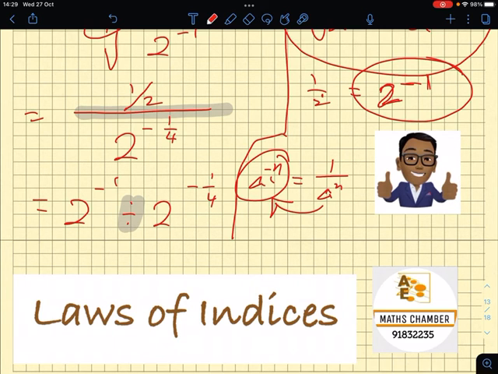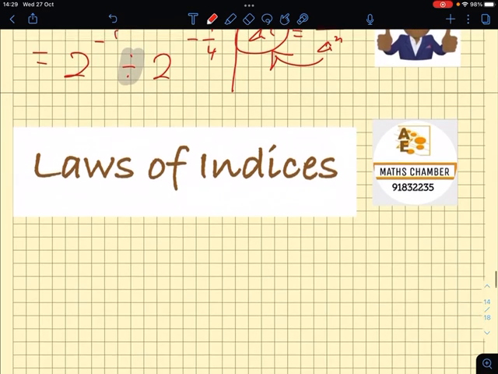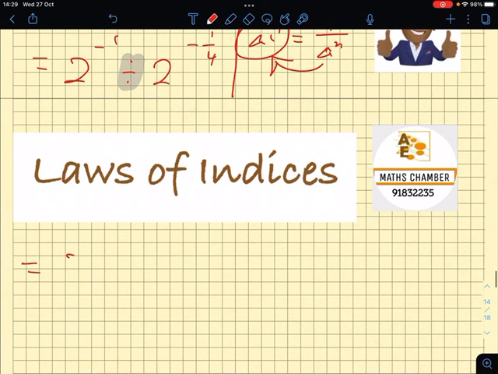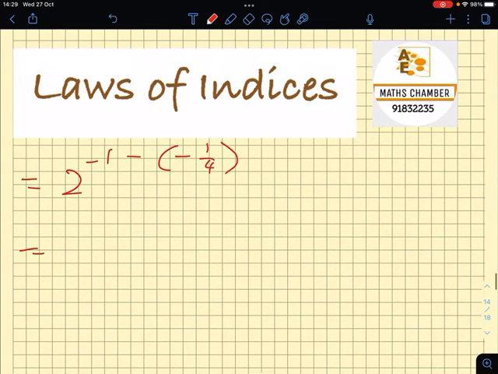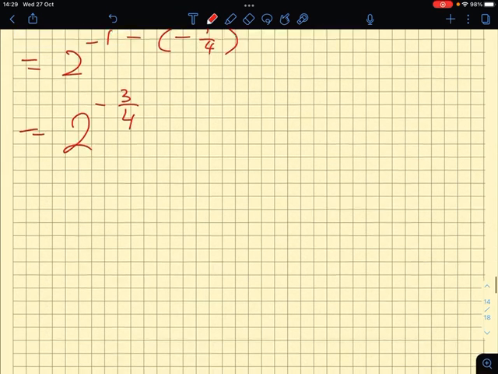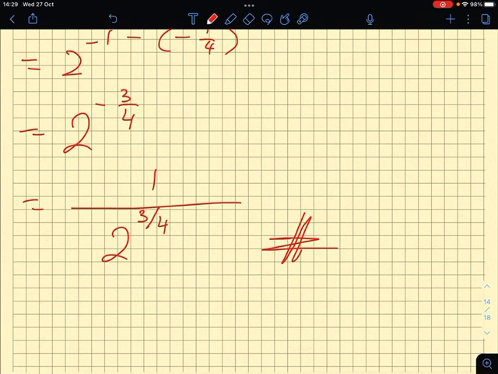Right? So that means it will be equal to 2 to the power of negative 1 minus, why minus? Because it's division, so minus 1 over 4, right? So what we have is 2 to the power of negative 1 minus a negative, which is plus, so negative 3 over 4, right? To leave your answer in positive index, that will give you 1 over 2 to the power of 3 over 4. Done deal. Okay, easy.